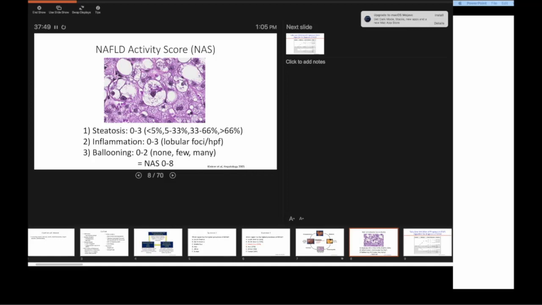Then inflammation is how much lobular inflammation the pathologist sees on high power field. And ballooning is that really important feature I talked to you about earlier. It's graded from 0 to 2, so none, few, and many. It's quite subjective by the pathologist. In dead center, you have a ballooned hepatocyte, okay? Some of the characteristics that we're looking at here are the scalloped edges, okay? And then you see these ropey eosinophilic inclusions.